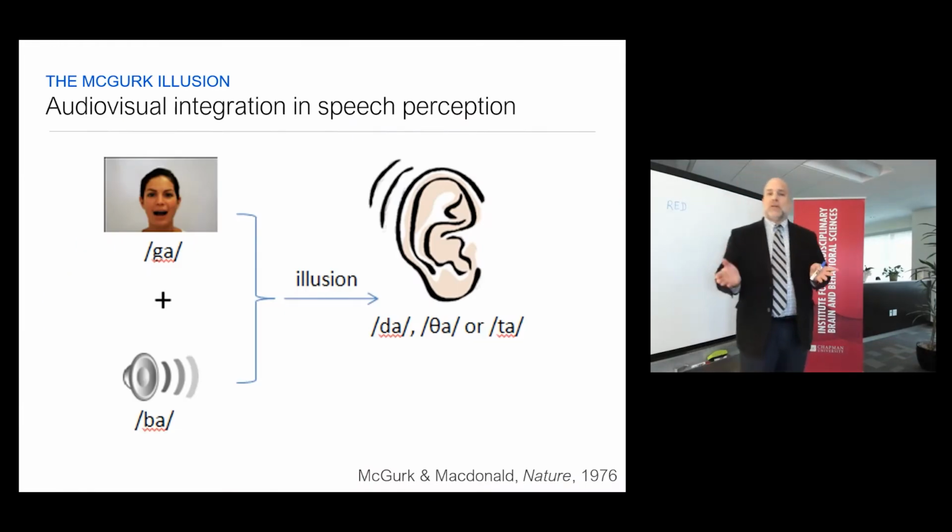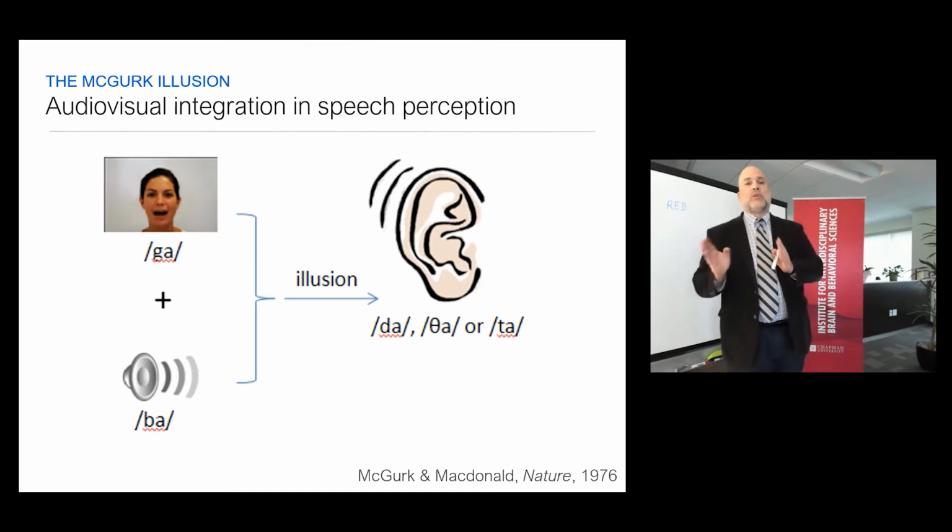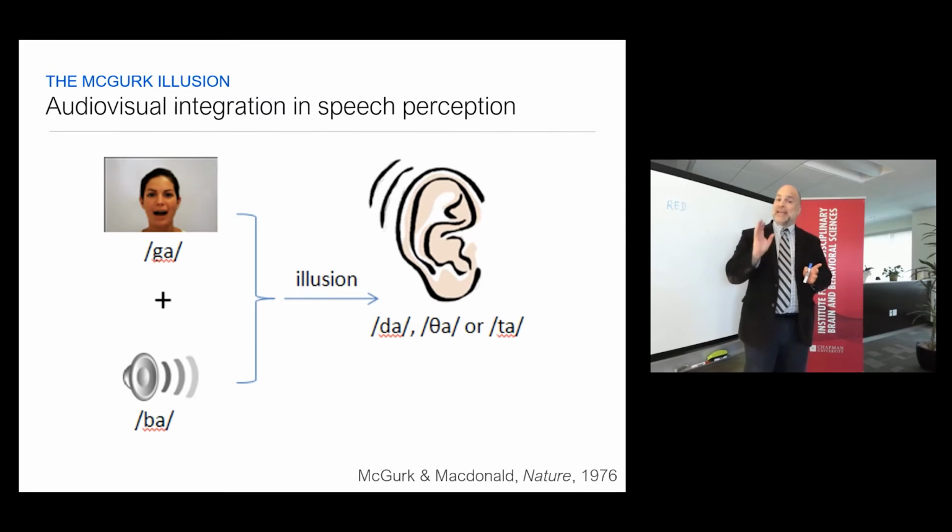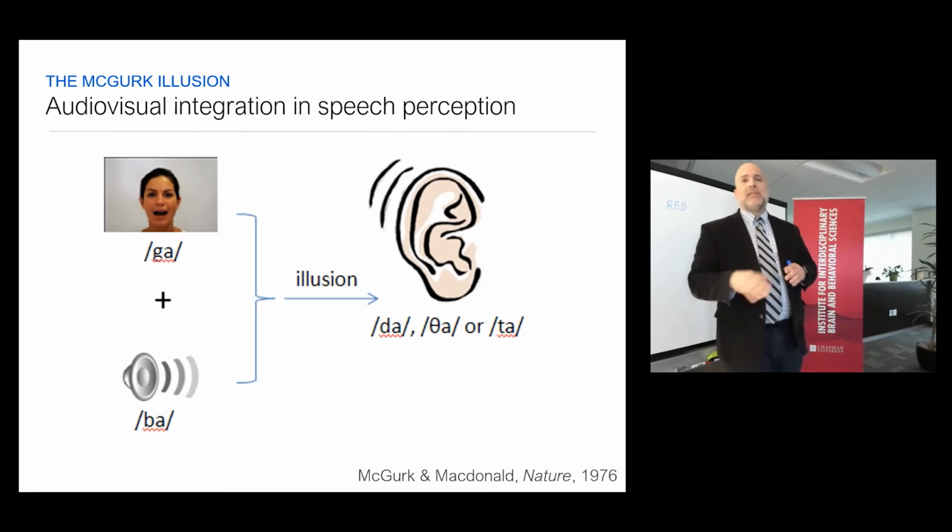If you are human, you should be in a situation where in the first demonstration you heard a sound that was closer to da da da, and in the second demonstration, although it's the exact same stimulus auditorily, you should have heard ba ba ba. This is the McGurk effect.